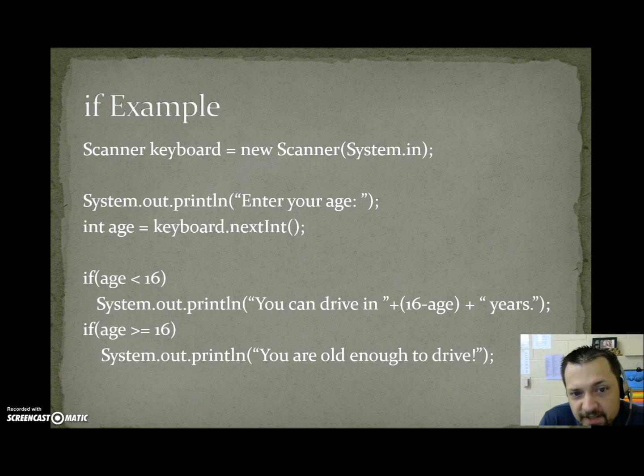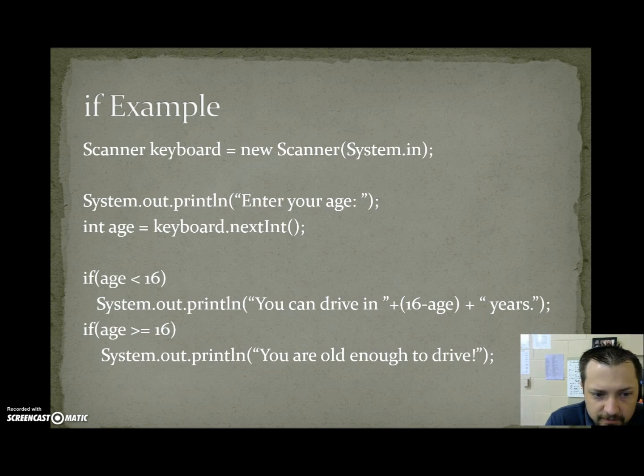Here we have an example that makes a scanner for gathering data from the keyboard. It asks the user for an age, then stores whatever the user types in a variable called age. Then we have two ifs to make a decision on what we should print back to the user. So let's assume the user entered 5. Age less than 16. Is 5 less than 16? Yes. So we would do the line of code in the if. And we would print you can drive in 16 minus age. So 16 minus 5, 11 years. You can drive in 11 years.